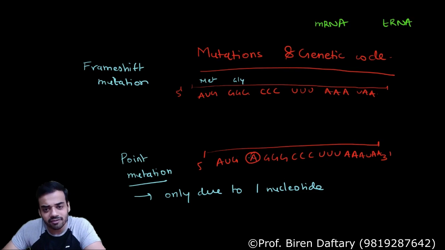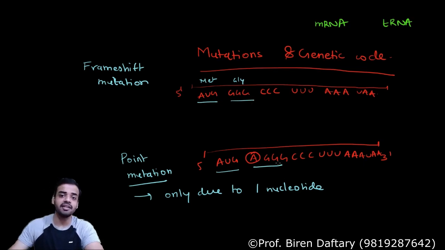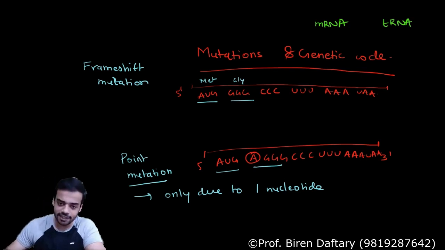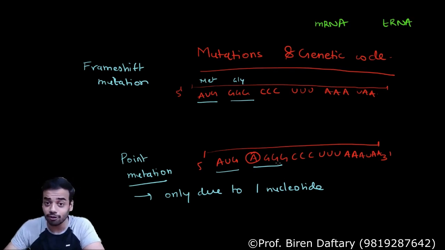Again, a point mutation will also cause frame shift. You know that because when I am reading, the frame originally is AUG GGG. Now the frame will become AUG AGG. So it is going to cause frame shift. Can you give me an example of any mutation which will not cause frame shift mutation? Can you think of any mutation which is not going to cause frame shift? Okay.